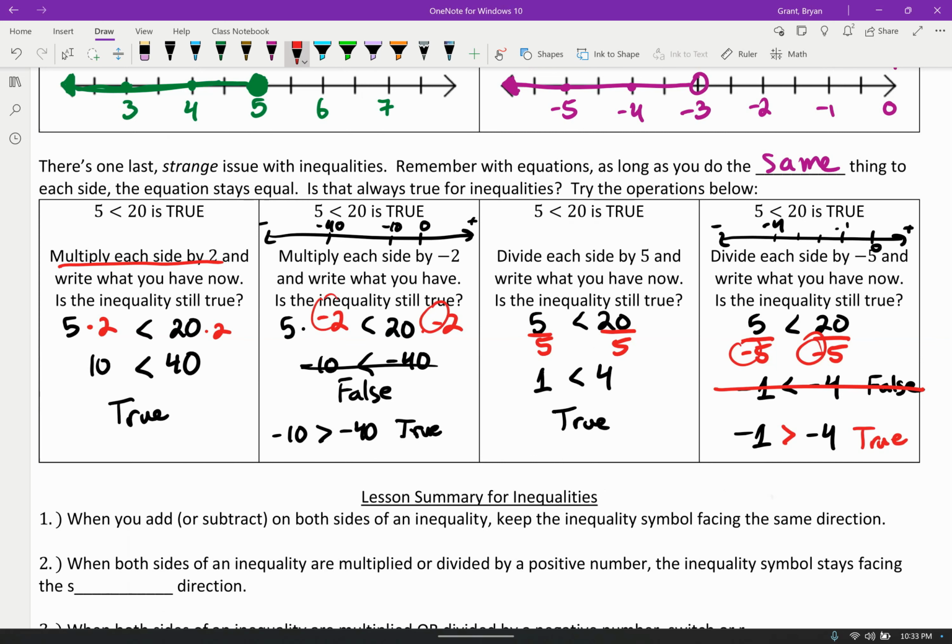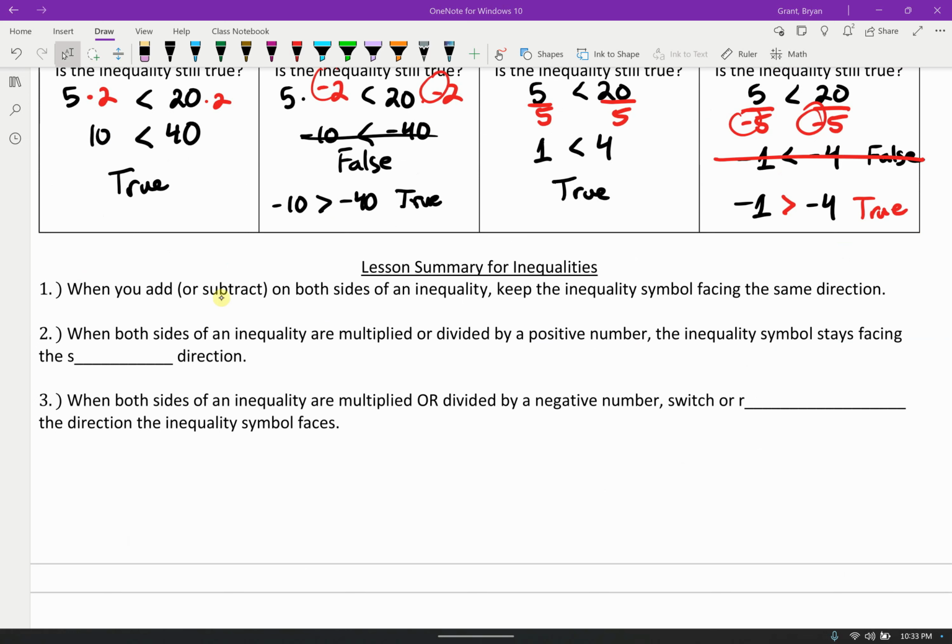So let's summarize this and then try to actually use it. When you add or subtract on both sides of an inequality, you don't need to do anything to the inequality symbol, just keep it facing the same direction. When both sides are multiplied or divided by a positive number, keep the inequality symbol facing the same direction. The issue that comes up, though, is if you multiply or divide by a negative number, your answer is going to be false. You have to switch or reverse the direction that the inequality sign faces for your answer to be true.